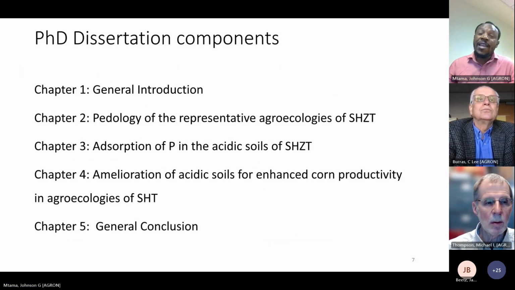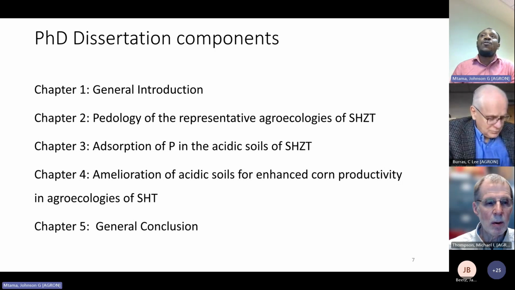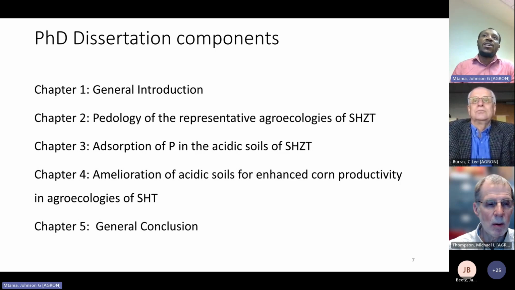So that was that part, but then I have the organization of my PhD dissertation components. I have 5 chapters in the PhD dissertation, but 3 of them are the research chapters: chapter 2 about the pedology of the representative agroecologies of the Southern Highlands Zone of Tanzania, chapter 3, which is about the adsorption of phosphorus in the acidic soils of the Southern Highlands Zone of Tanzania, as well as the 4th chapter, which is about the amelioration of acidic soils for enhanced corn productivity in agroecologies of the Southern Highlands Zone of Tanzania.